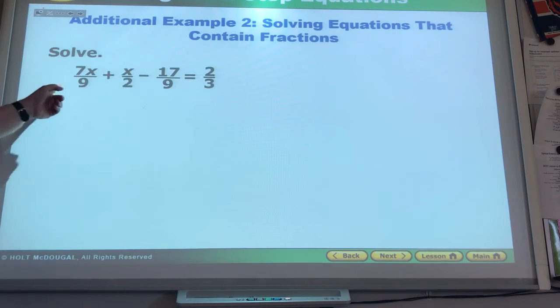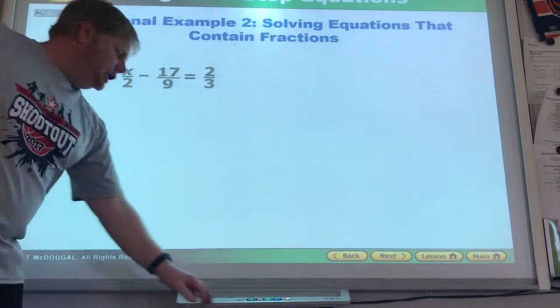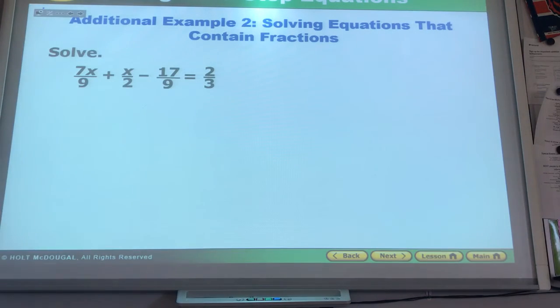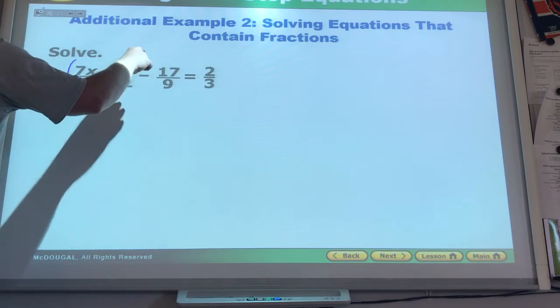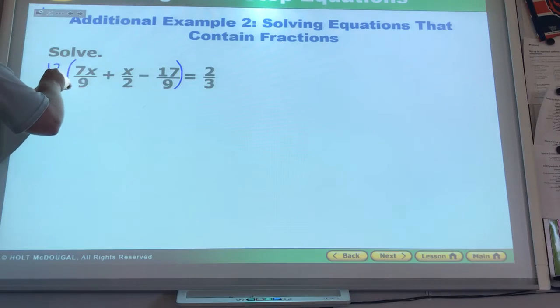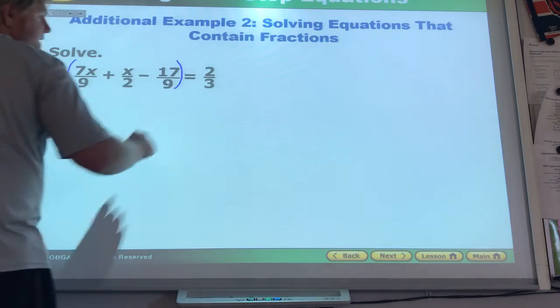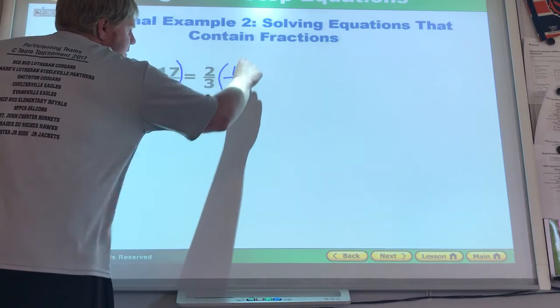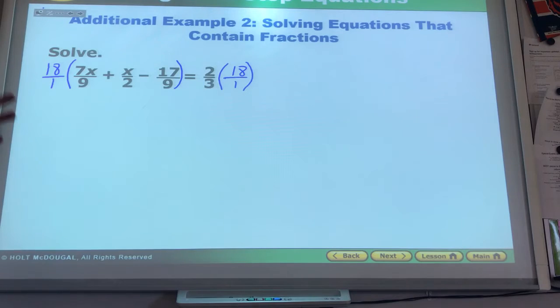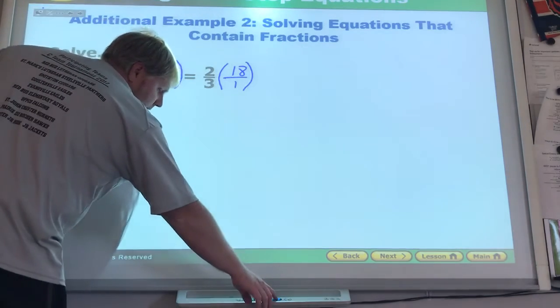So, 9, 2, and 3. Those are our small numbers here. We need to find the smallest number, the least common denominator that they all go into. I know they all will go into 18. So if I distribute 18 to all these, and I distribute 18 to this one, I've taken everything times 18. The thing that happens is we get rid of the fractions.